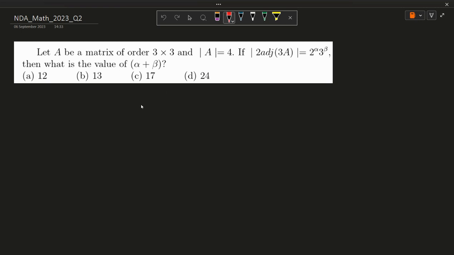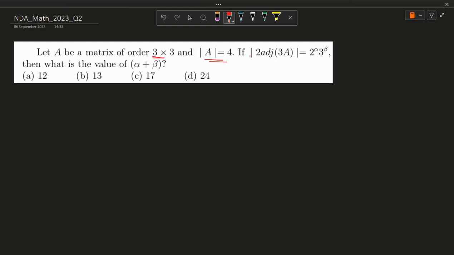Okay, here is the next question for NDA exams math. It is also an important question. So the question is, let A be a matrix of order 3 cross 3. So actually A is a square matrix and determinant of A equals 4.